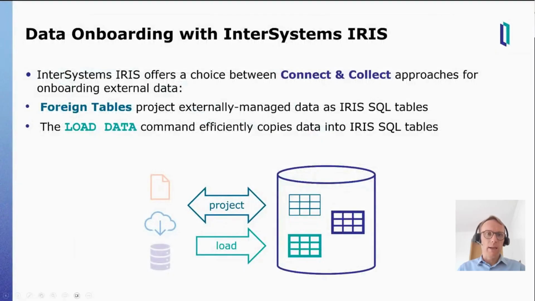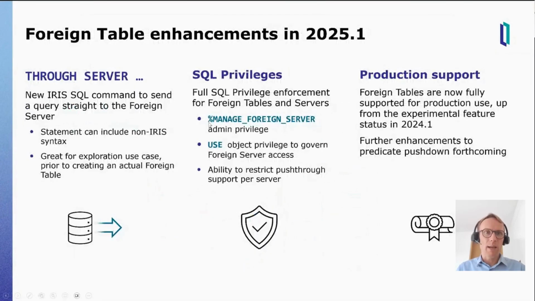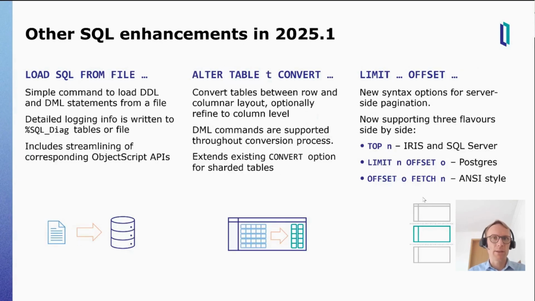So that was, in a nutshell, some of the new data management capabilities. We talked through these. We talked about the through server command. We talked about SQL privileges, and maybe even more important, as of 25.1, foreign tables is fully supported for production use. And we're committed to enhancing it in the future, so you can expect some further enhancements to predicate pushdowns in the next release, such that we can push ever more work to the remote server if we're sure that it's capable of executing that part of the statement.